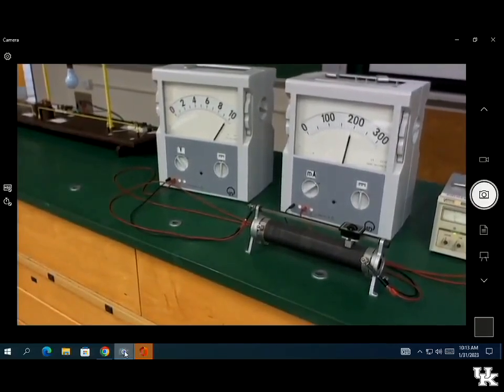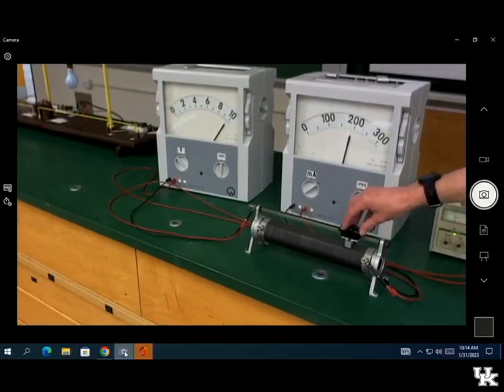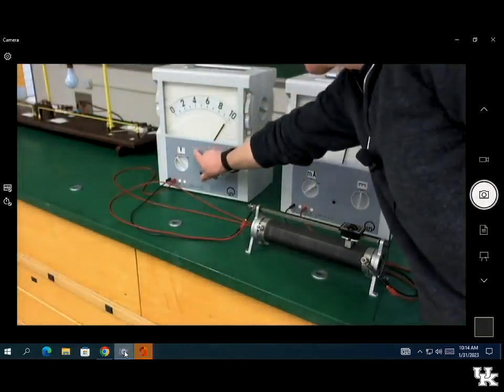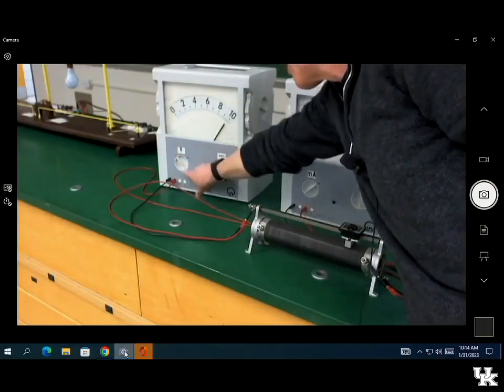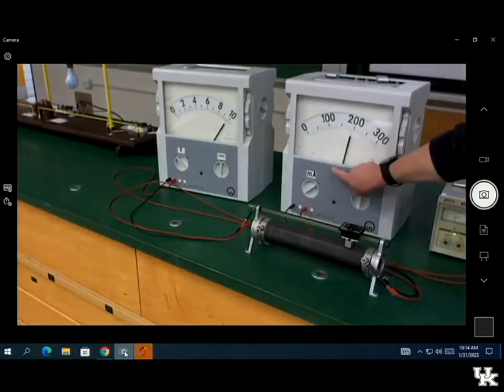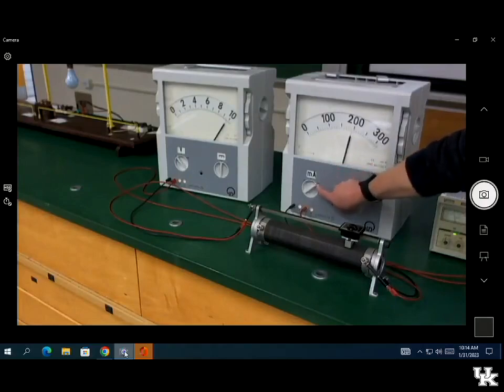So what you're seeing here is, I don't have a battery, but I have a power supply. So think of this as a big old battery. I have a resistor. It looks like a strange resistor, but it is a resistor where you can change the resistance. And then I've got a voltmeter. So this is measuring volts. The dial here is on V. And I've got a current meter. The dial here is on amps or milliamps.